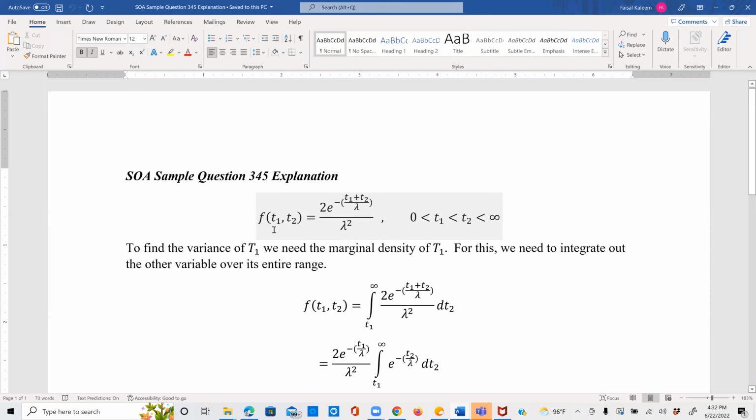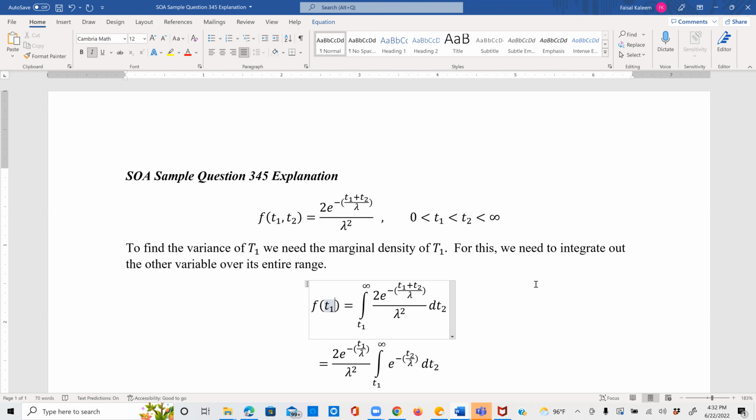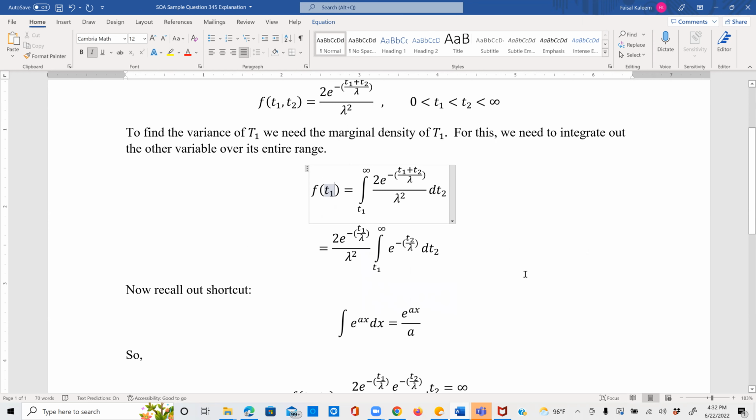So basically, to get f of T1, we just integrate out the T2 variable from the joint PDF. So this is the joint PDF, and T2 from here we can see goes from T1 up to infinity. So that's why we integrate with respect to T2 from T1 to infinity. So T2 is the only variable now, everything else is a constant.